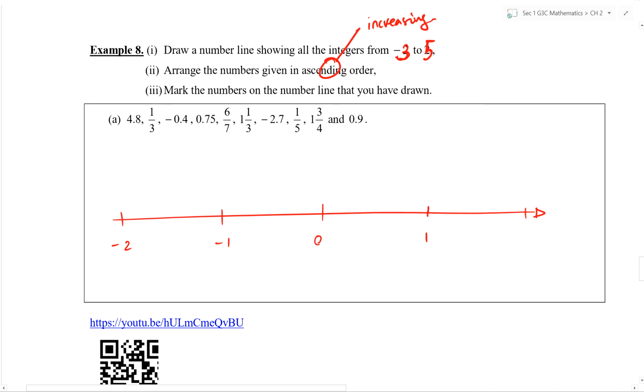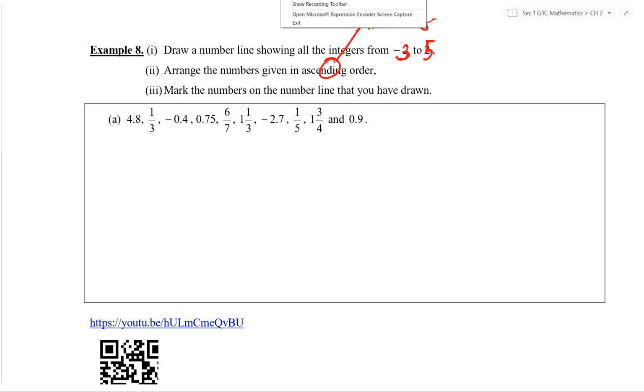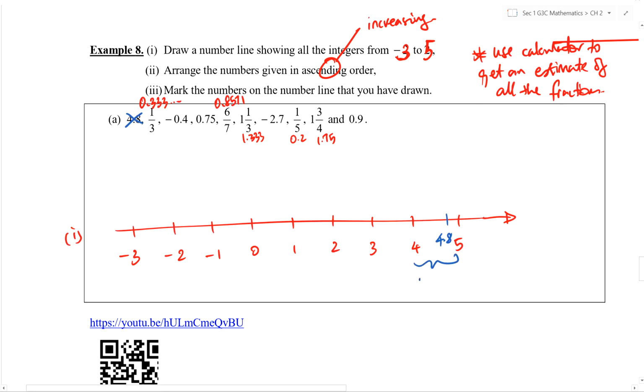Okay, so for those watching the video recording, part 1, draw a number line showing the integers from -3 to 5. You don't have to go and divide this into 10 equal parts, because then the work is going to be crazy difficult, complex, confusing, very messy. So as far as possible, we just do a rough estimate, that is good enough.